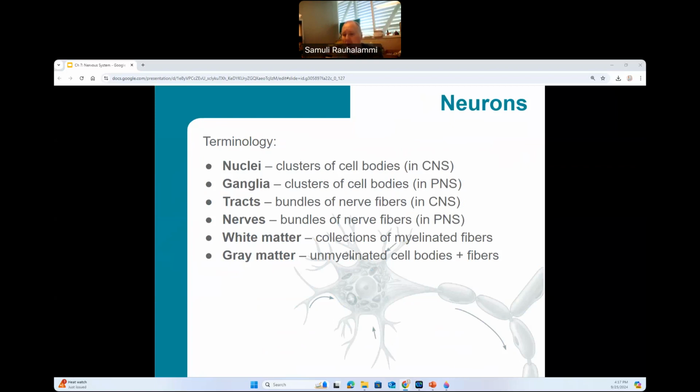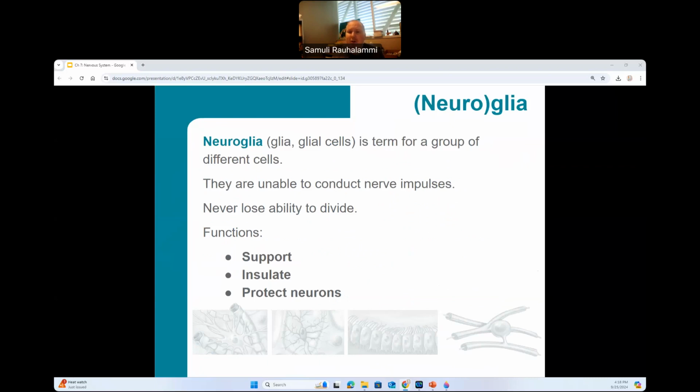So now that we have had a look at the neurons, let's have a look at the neuroglia briefly. And neuroglia or glial cells, that's an umbrella term for a group of different kinds of cells that we find supporting neurons. This support can be both physical, so protecting the neurons, or physiological, such as insulating neurons, especially at the axons. And they resemble neurons in many ways, but are unable to conduct nerve impulses. Interestingly, neuroglia never lose their ability to divide, unlike neurons, which have a very limited ability to regenerate.